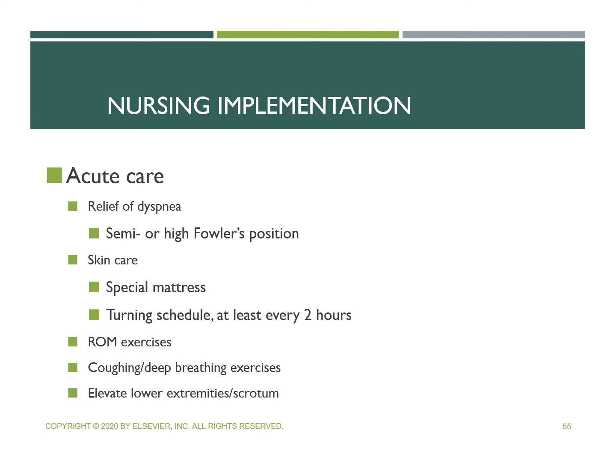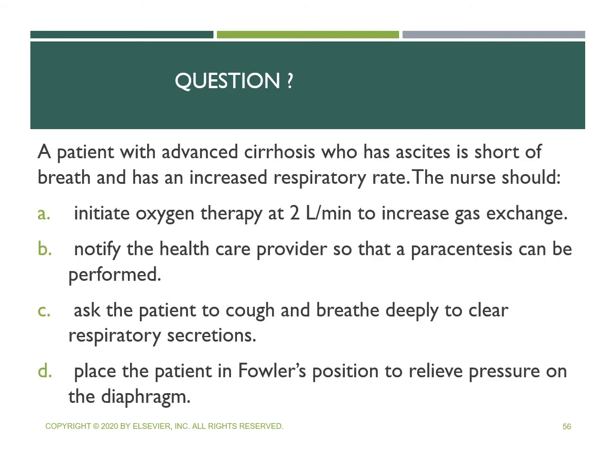Here's a question. A patient with advanced cirrhosis who has ascites is short of breath and has an increased respiratory rate. What should the nurse do? The correct answer here is D. Place the patient in Fowler's position to relieve pressure on the diaphragm.